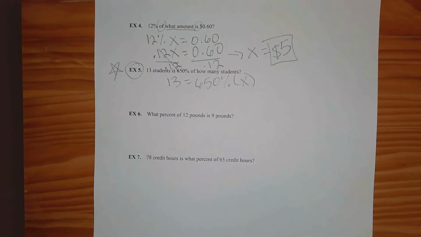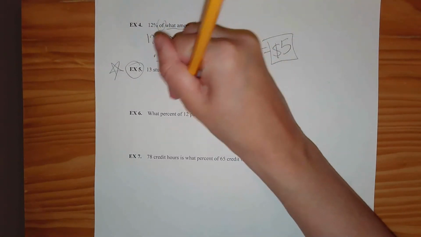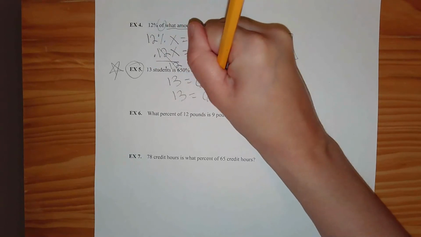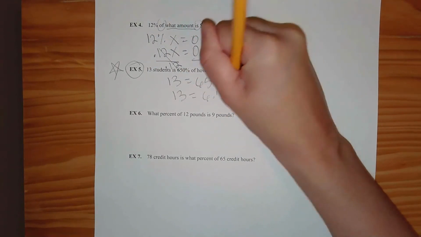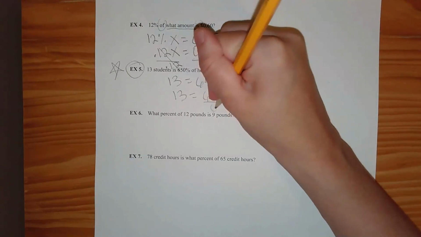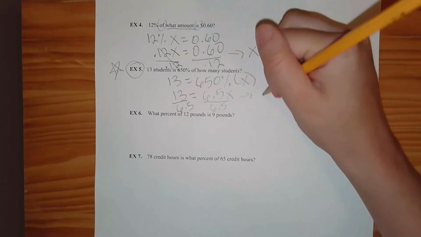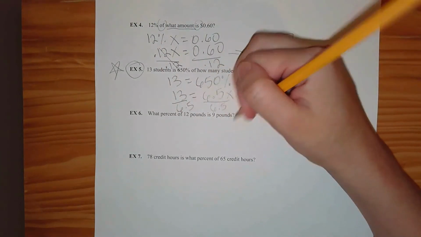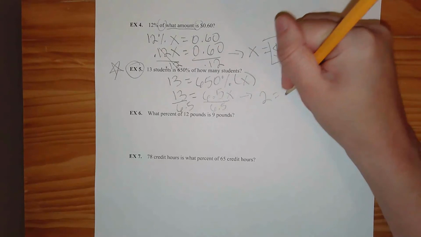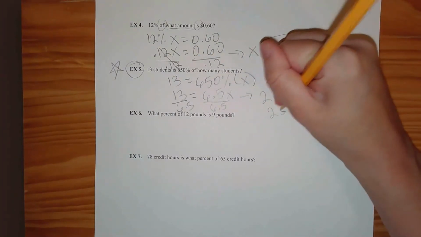How'd you do? Okay. If you haven't solved it yet, let's go ahead and solve it. 650% as a decimal is 6.5. So now I've got 13 equals 6.5x. Then to solve for x, we'll divide both sides by 6.5. And 13 divided by 6.5 is 2. So I'll have 2 equals x. And that means that my answer is 2 students.